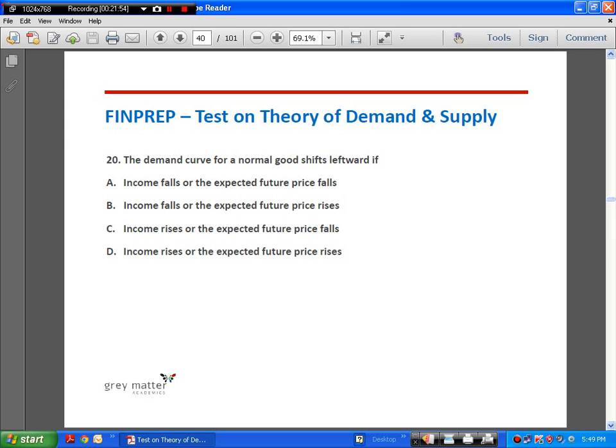Therefore, the demand would fall. But when we expect an increase in price in future, then we would buy more of that commodity in the present and restrict our consumption in the future. Rather, we prepone the consumption of that particular good in anticipation of increasing prices in future. Therefore, the right answer is income falls or expected future price falls.